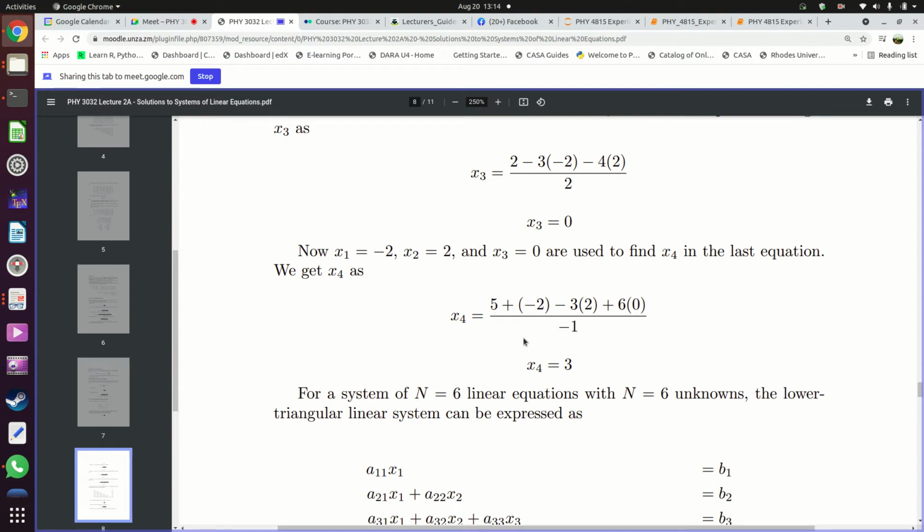So basically, that's the way you work through a lower triangular system. With an upper triangular system, you use back substitution. With a lower triangular system, you use forward substitution.